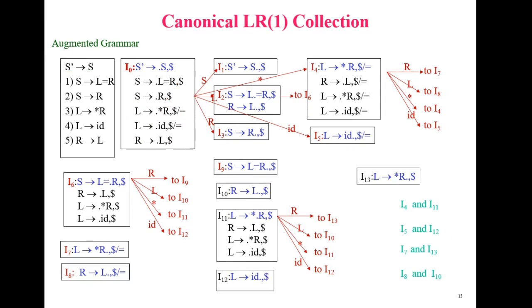Next we are going to compute goto function for the symbols that come after the dot. Here we have S, L, R, star, ID, and once again L after this dot. So we are computing goto function for these symbols. According to goto function, we have to move this dot one step forward. So we have moved this dot one step forward. After that we have to compute closure function, but at this point there is no need to compute closure function. So stop the process. We have to continue this process for all the sets. Then we will get the complete canonical LR1 collections.